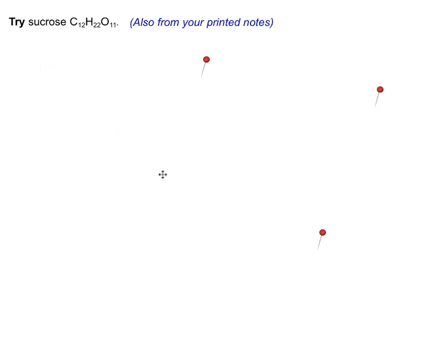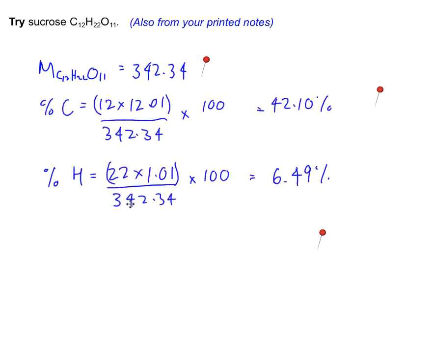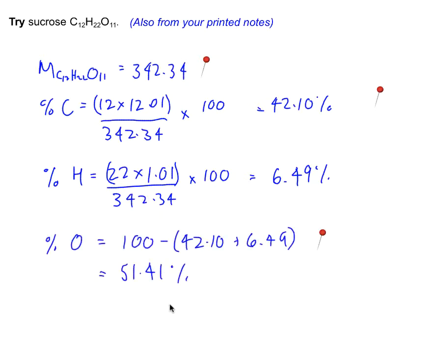Now, this one is in your textbook, and once again, we have a compound, sucrose, C12H22O11. So, what's the percent composition? Well, we need the molar mass of sucrose, so there it is. Now, I haven't used the unit. We can use the relative mass. And so percents of carbon and hydrogen are both shown there, and then percent oxygen, once again, as a final percentage calculation.